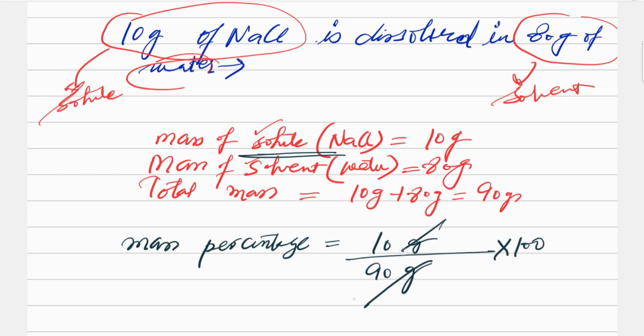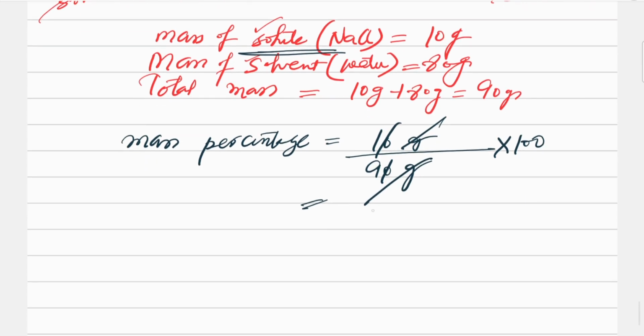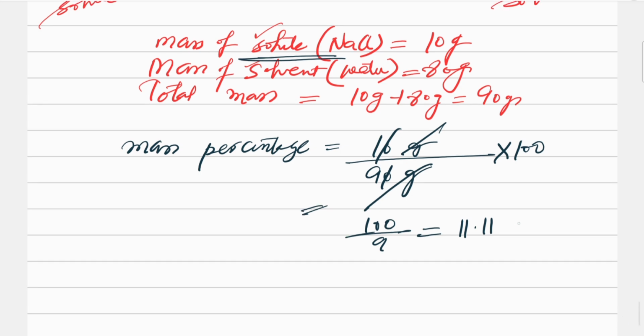Gram and gram cancel, 0 and 0 cancel, and you get the answer 100 divided by 9, which is equal to 11.11, where the 1 is going to repeat itself. Mass percentage is a term in percentage, so the answer is 11.11%. So this is how the mass percentage is calculated.